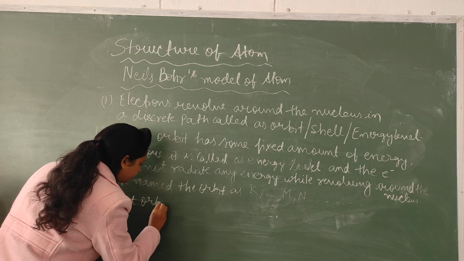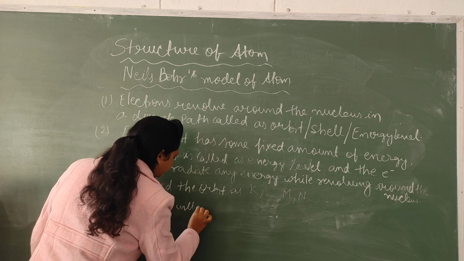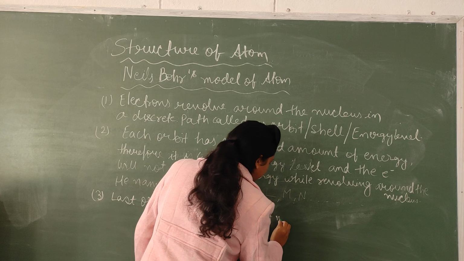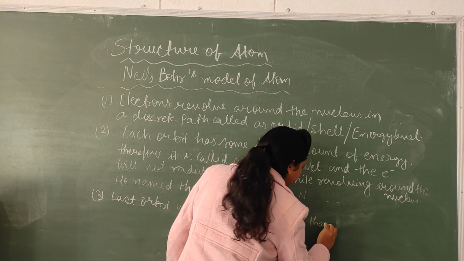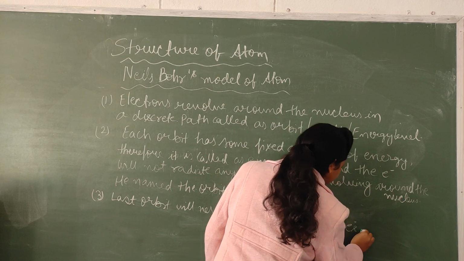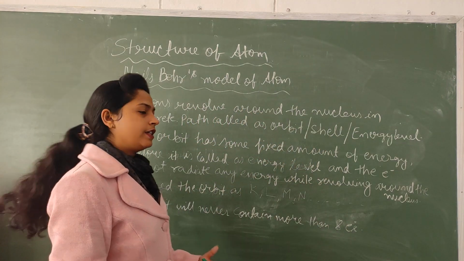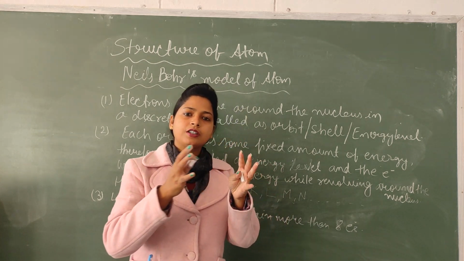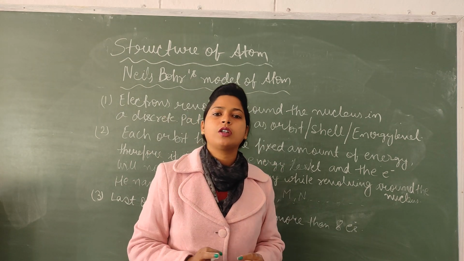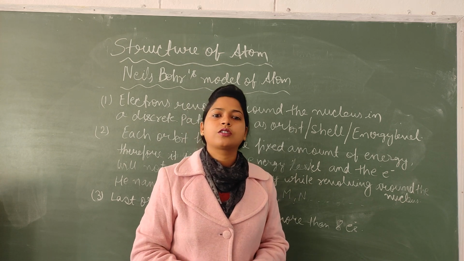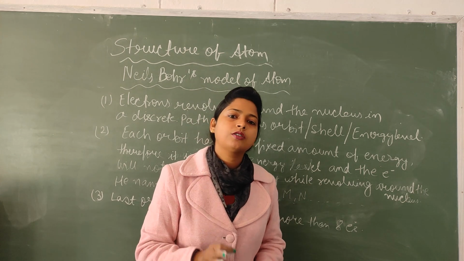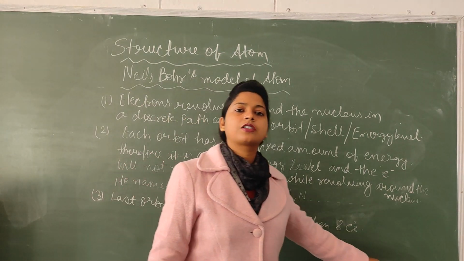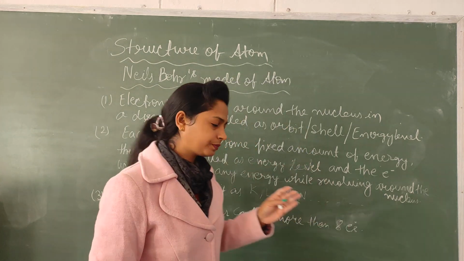Now the third postulate is: the last orbit will never contain more than 8 electrons. So always in the last orbit there will be maximum 8 electrons. किसी भी एलिमेंट का, किसी भी एटम का जो लास्ट वाला ऑर्बिट है उसमें 8 इलेक्ट्रॉन से ज़्यादा इलेक्ट्रॉन कभी भी फिल नहीं होंगे. This is also one of the postulates. बाकी जितना भी हो, लेकिन आखिरी वाले रास्ते में 8 इलेक्ट्रॉन से ज्यादा फिल नहीं होंगे.